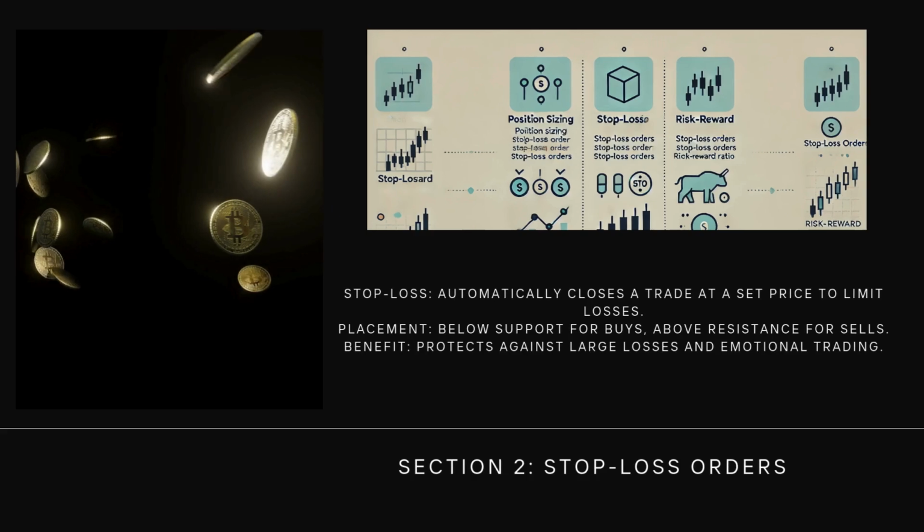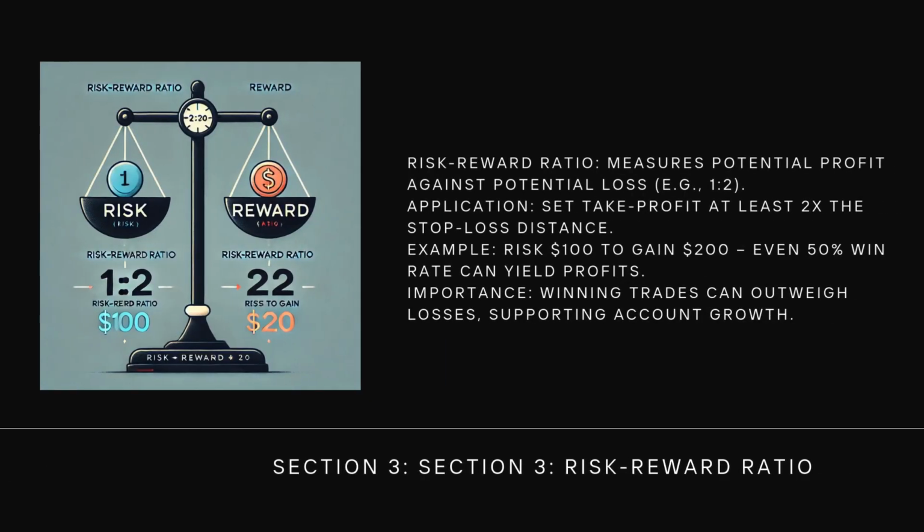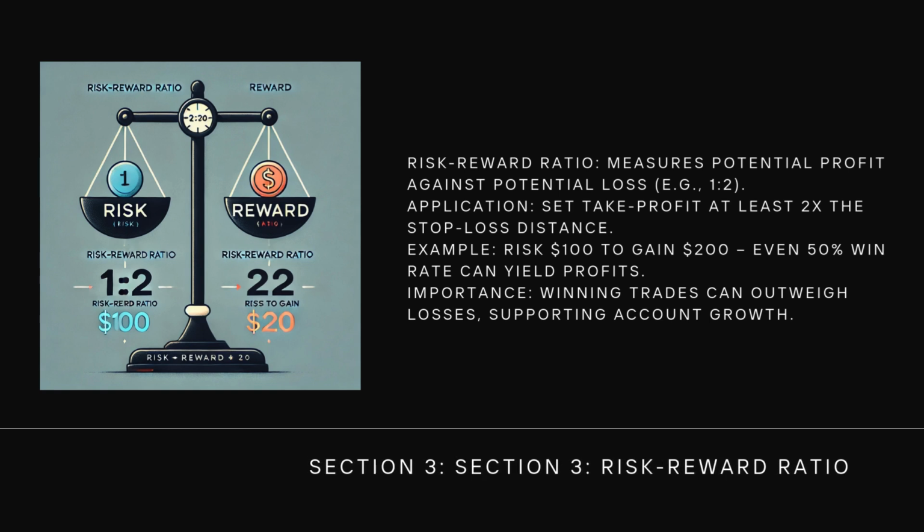Section 3. Risk-reward ratio. What is a risk-reward ratio? It's the relationship between potential profit and potential loss. A typical target is 1:2 or higher, risking $1 to potentially gain $2. How to apply it? Calculate the distance to your stop-loss, your risk. Set your take-profit level at least twice that distance.